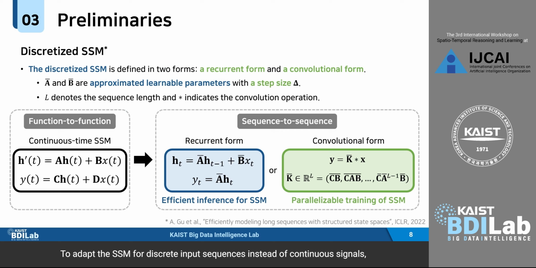To adapt the SSM for discrete input sequences instead of continuous signals, parameters A and B are discretized with a step size delta. Then, we can formulate the discretized SSM in two ways, a recurrent form and a convolutional form. The recurrent form allows for efficient inference in SSMs, while the convolutional form enables parallelizable training.